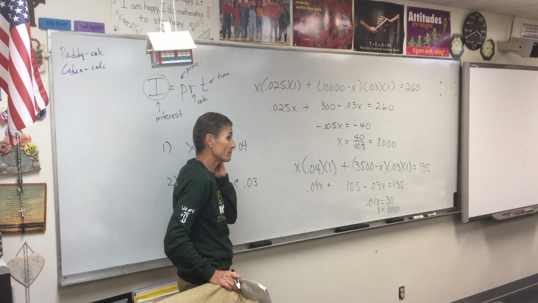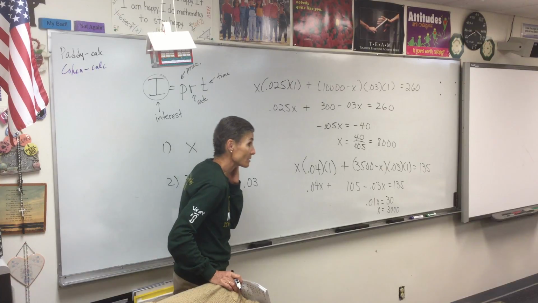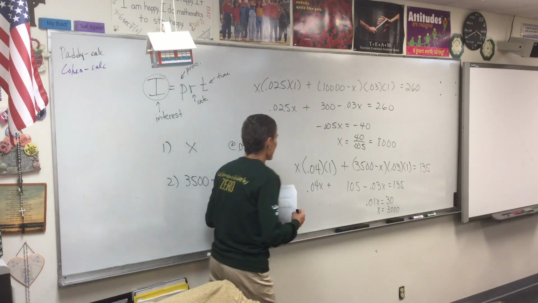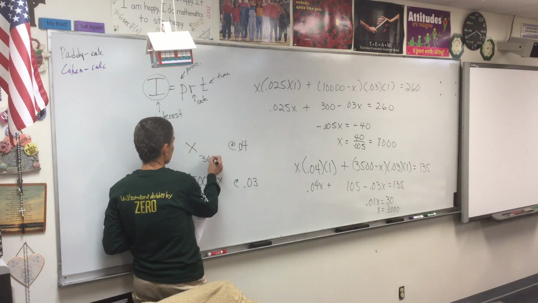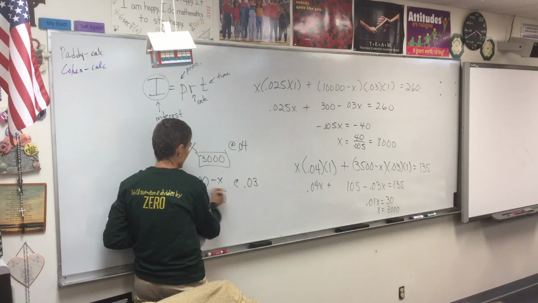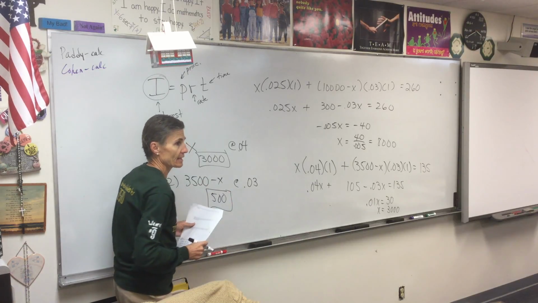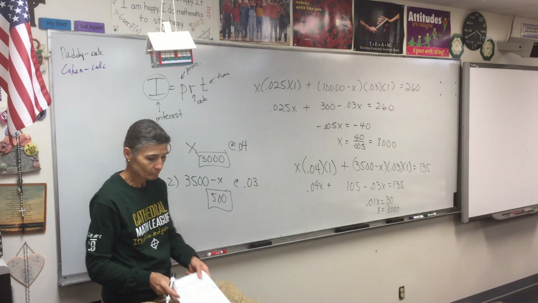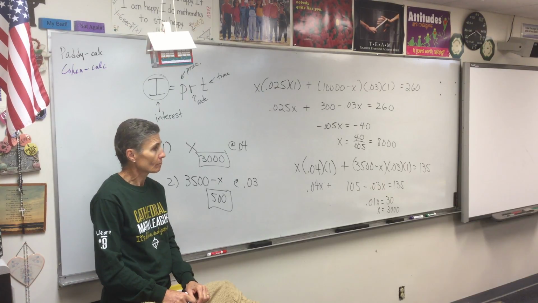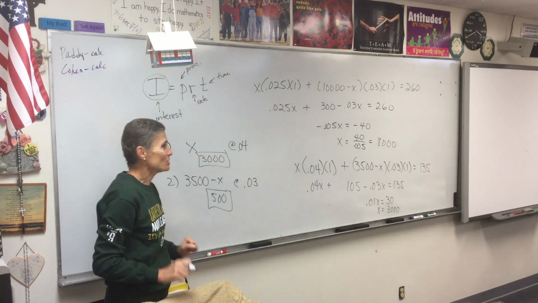Anybody check this for me? Is it right? You got 2,000? 3,000, okay. So the answer to the question is, we're going to put 3,000 in this account, and I guess that only leaves 500 to go in this account. All right? Note sheet's completed.